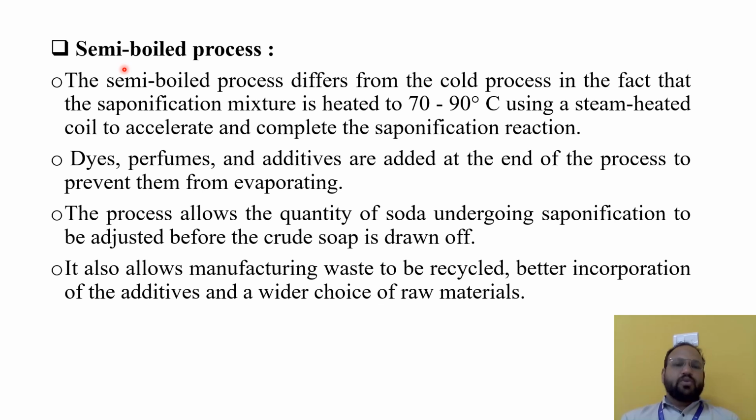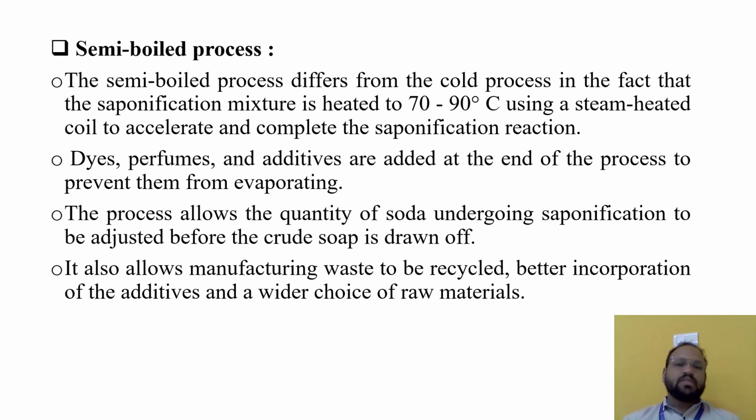So the semi-boiled process. The semi-boiled process differs from the cold process in that the saponification mixture is heated to 70 to 90 degrees Celsius using a steam heated coil to accelerate the complete saponification reaction. In the normal or cold saponification reaction, no heat is applied. It is done at room temperature. Whereas in the semi-boiled process, you increase the temperature to 70 to 90 degrees Celsius for faster saponification reactions.